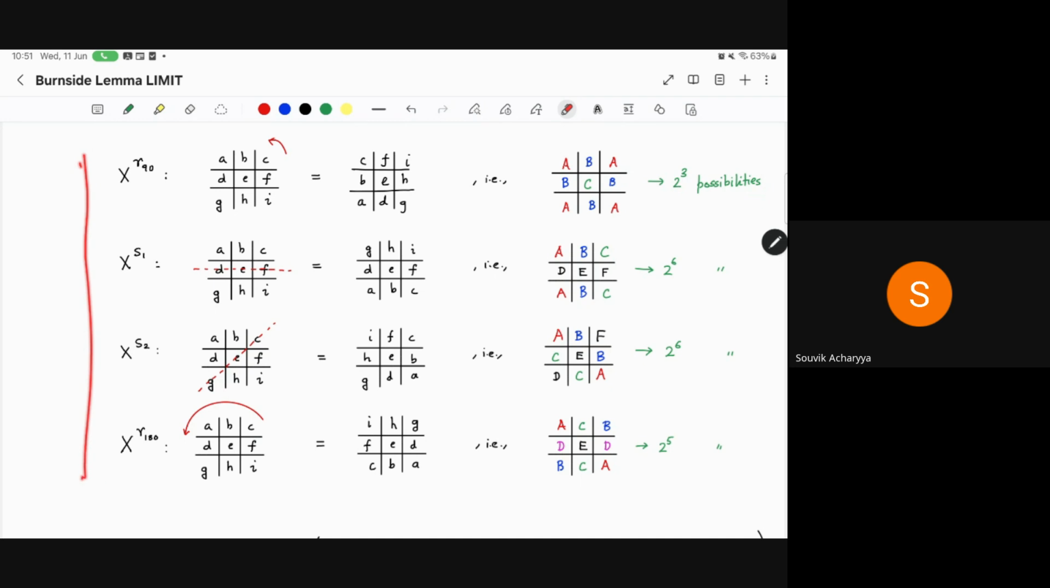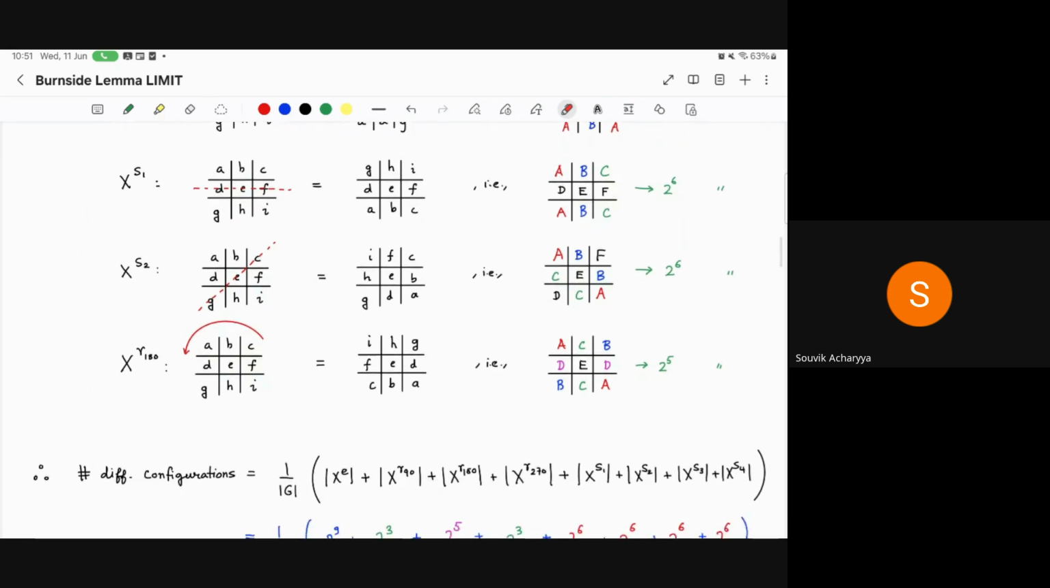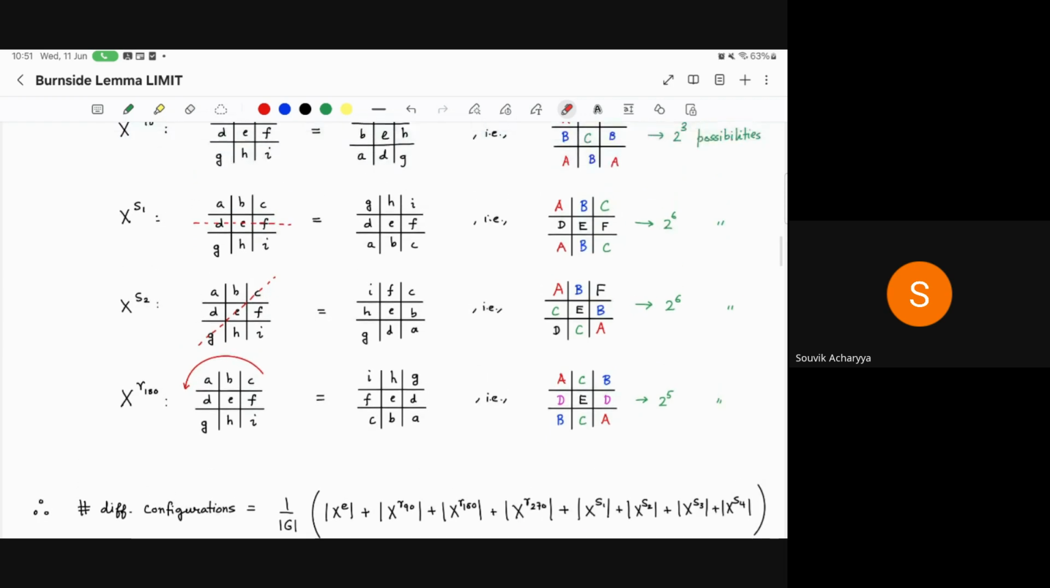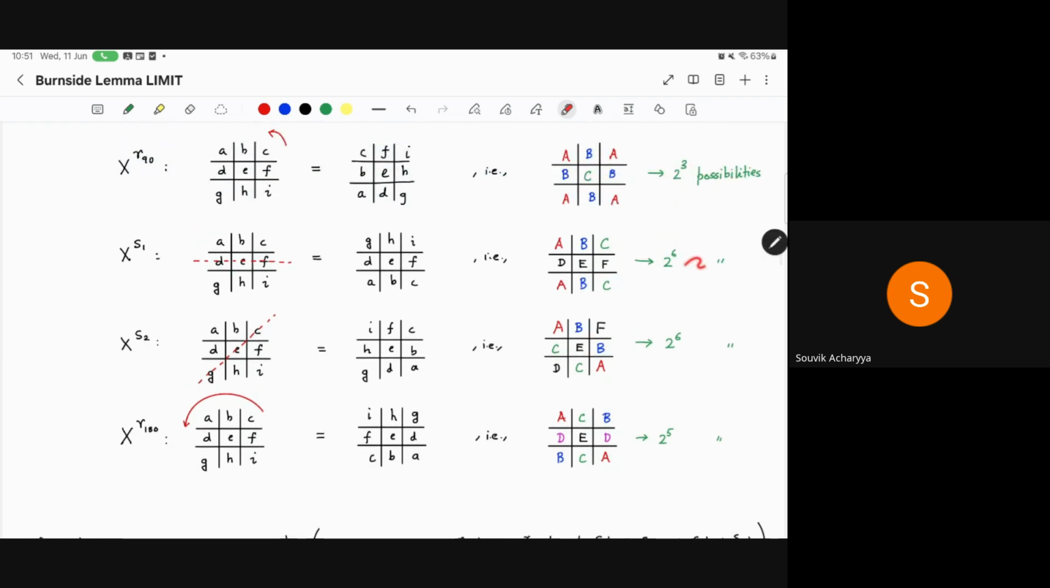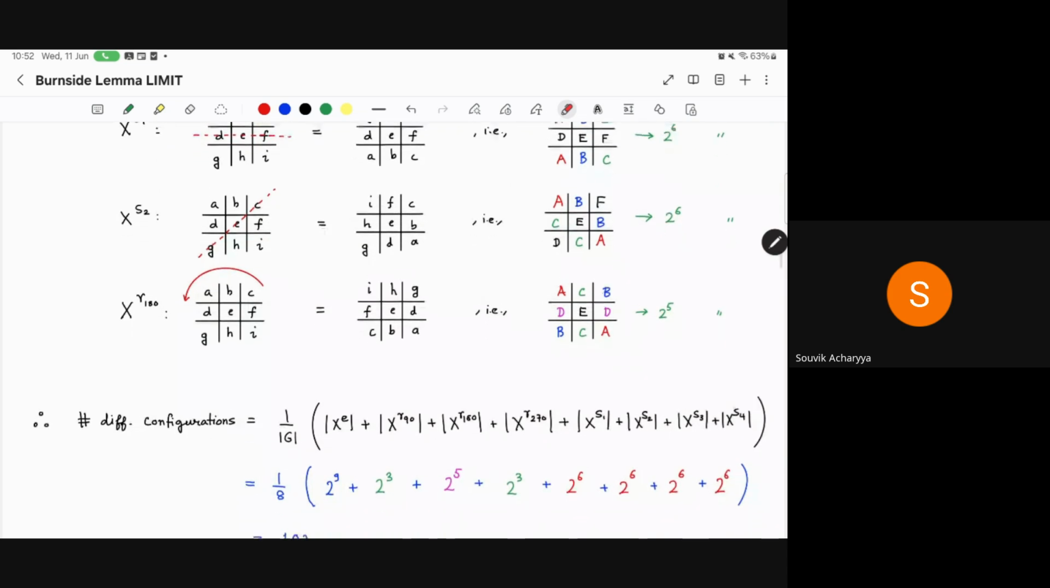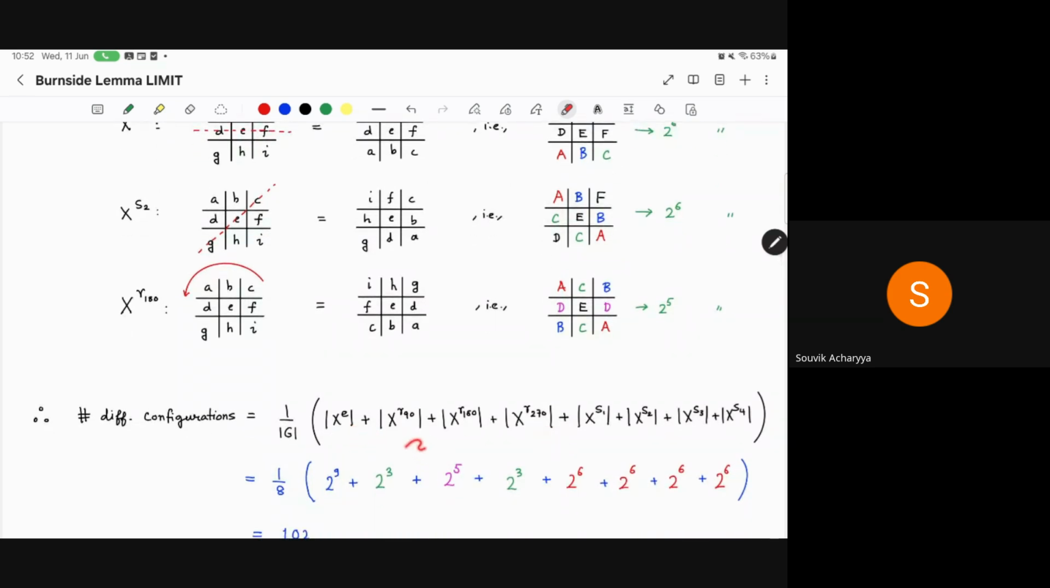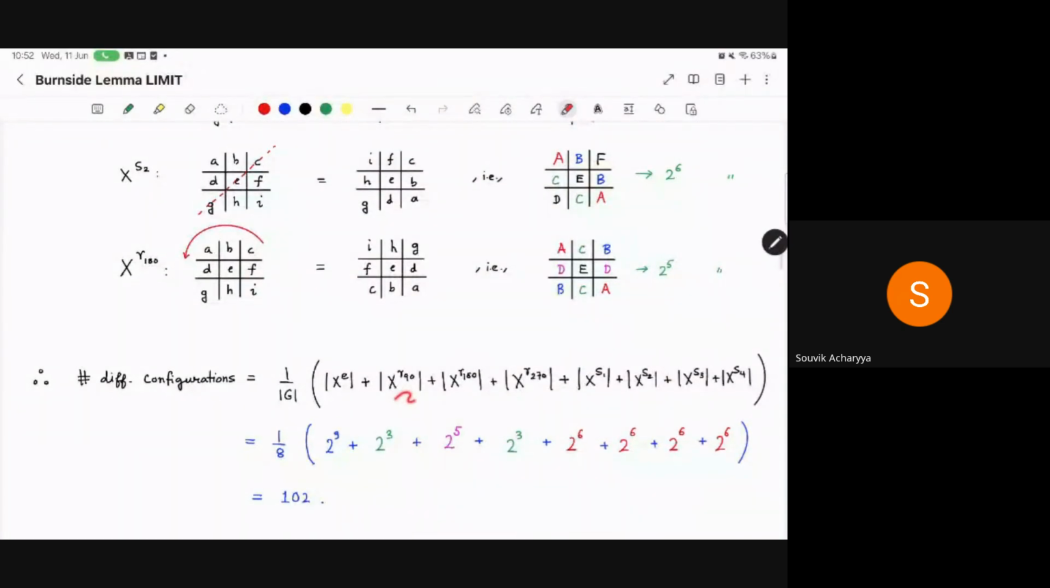I hope there were no questions regarding this, but anyway, this is just sitting and figuring things out. There's nothing particularly mathematical going on here. But let's look at the same procedure again. Let's look at the average number of symmetrical figures. We had 2 to the power 6 here, 2 to the power 6 here, 2 to the power 5 here. In general, fixed by identity, there are 2 to the power 9 of them. This is 2 cubed, and similarly, this is also 2 cubed. And if you list them out, you get 102 distinct pictures.